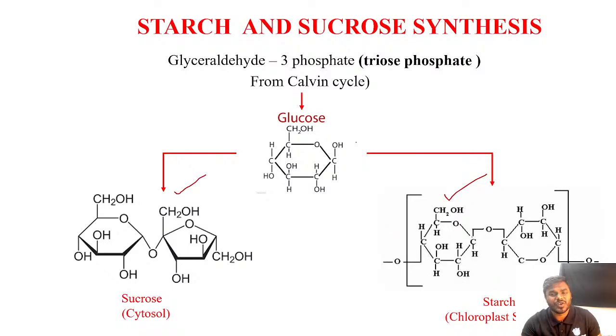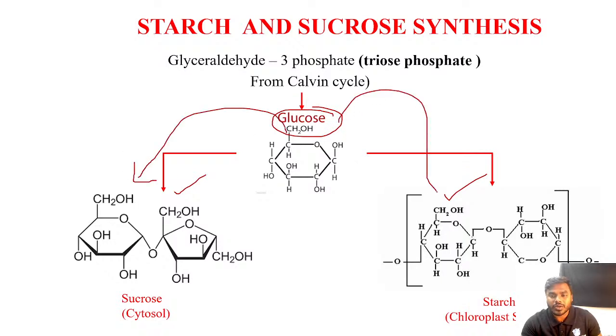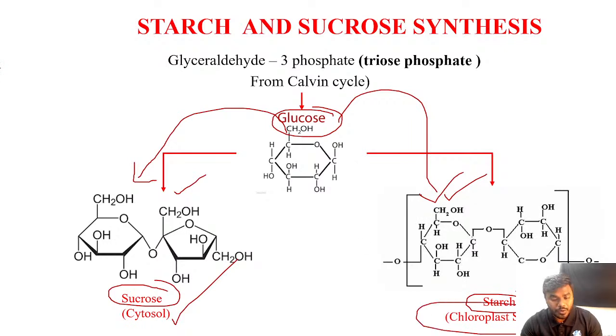Friends, please don't forget, glucose is what? A monomer, right? So glucose can give rise to the dimer also. Glucose can give rise to the polymer also. Now glucose is going to give rise to the sucrose. What you people have to remember for the exam point of view is location. Always, my friends, sucrose is synthesized in the cytosol, whereas the glucose is converted into the starch in the chloroplast stroma.